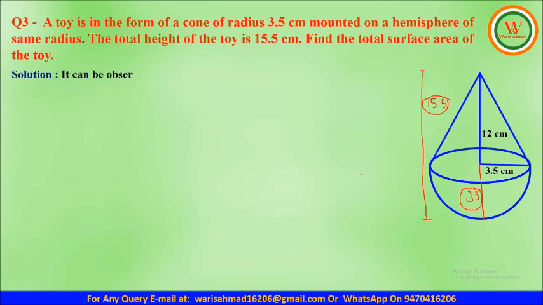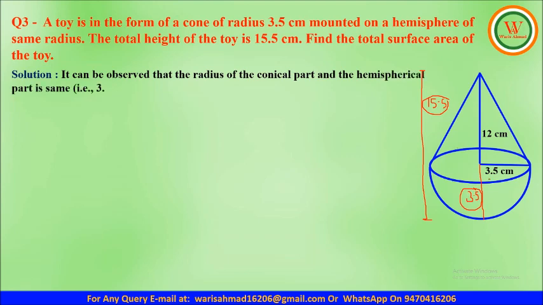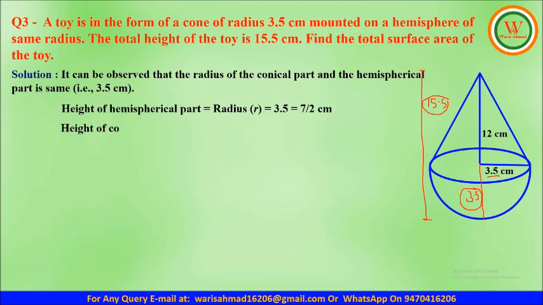It can be observed that the radius of the conical part and the hemispherical part is same, because both are having the same base. Hence the radius of this cone is 3.5, as well as the radius of this hemisphere will also be equals to 3.5 centimeter. Now height of the hemispherical part I have already taken, that is equals to 3.5 centimeter, that can be written as 7 upon 2 centimeter also. Now height of the conical part we have already calculated, that is equals to 12 centimeter.